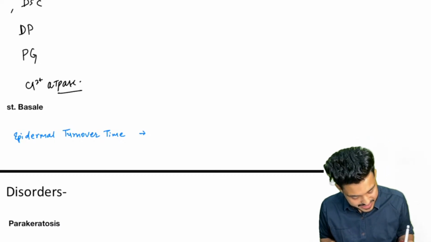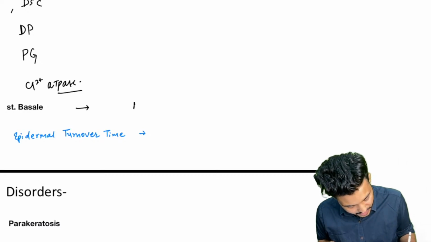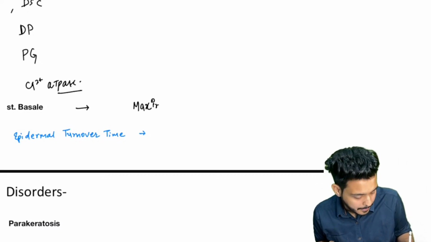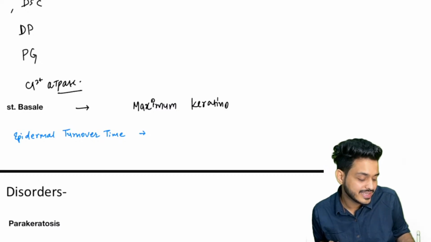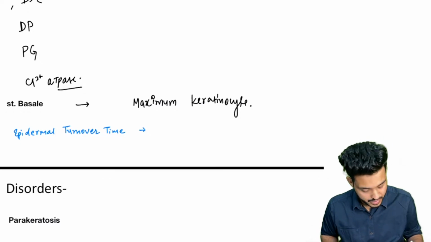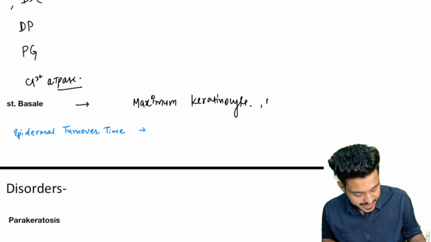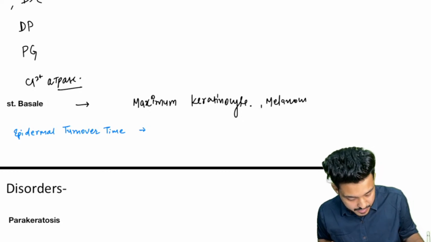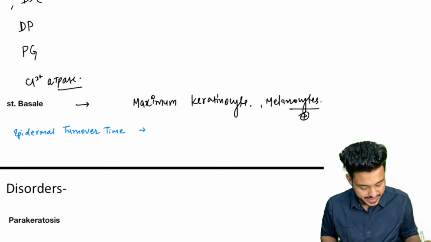Next, last one is your stratum basale. This is the layer where you will get the maximum keratinocytes. Here we can also see what other cells are present. Melanocytes are also present here.